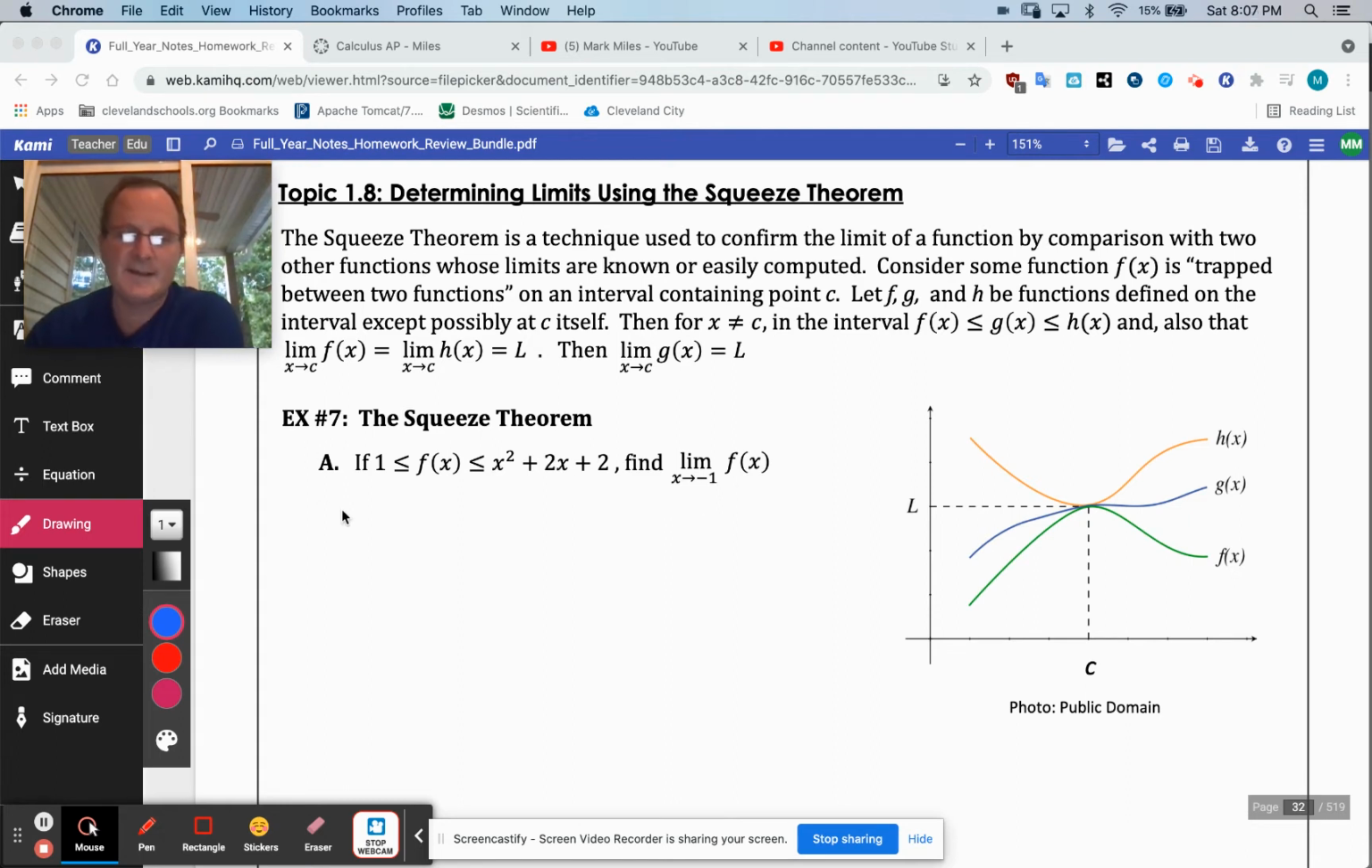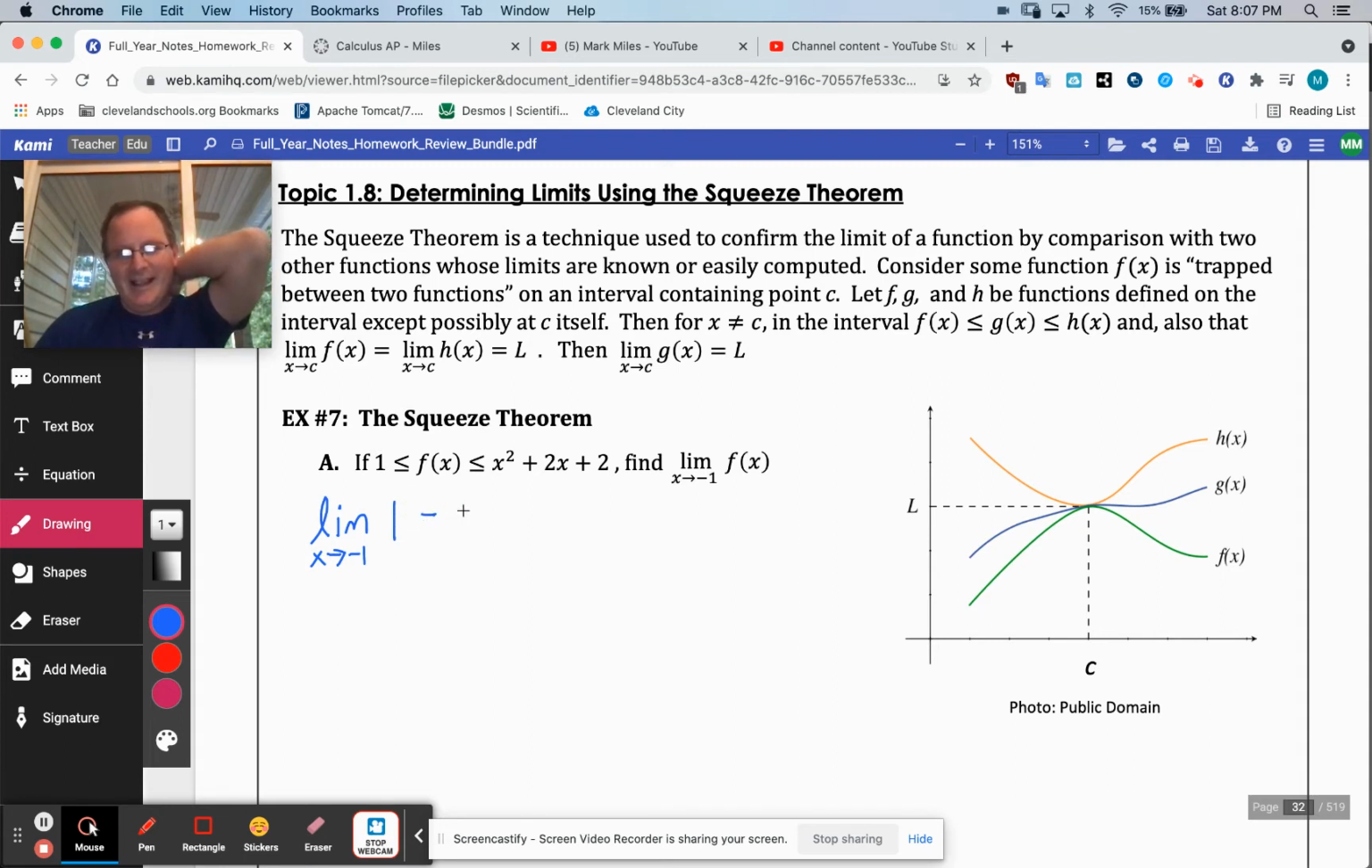Okay. So obviously, the limit as x approaches -1 of 1, so I'm dealing with that one, is 1. And so if I can prove that x squared plus 2x plus 2 has the same limit, and f of x is in between those two all the time, it's got to have the same thing. All three of them will have the same limit, just like right here.